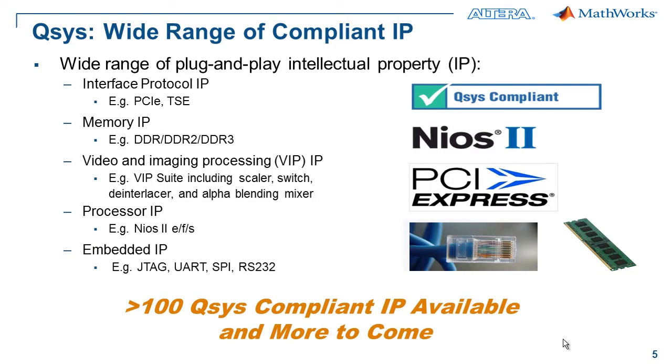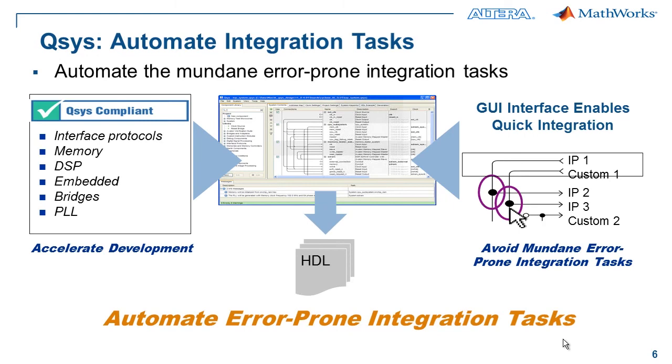So what standard cores are available? Well, Qsys offers a wide range of plug-and-play IP, also known as Qsys-compliant IP cores. Qsys-compliant cores range from interface protocol IPs like PCI Express to memory IPs like DDR3 to video imaging IPs like the scalar or deinterlacer IP cores. In the embedded IP world, the Nios II software processors, JTAG, UART, SPI, and RS-232 IP are all Qsys compliant. Today, there are over 100 Qsys compliant IP cores with more to come. Using Qsys compliant IP can help you accelerate your development.